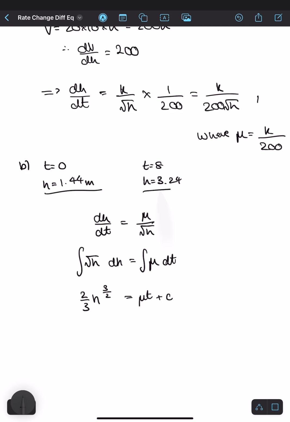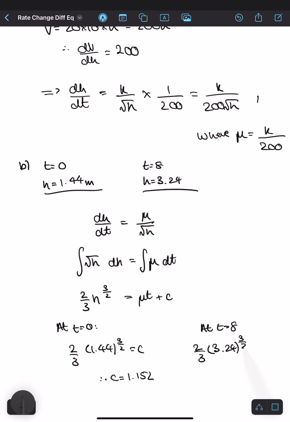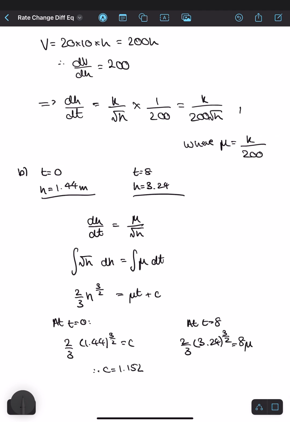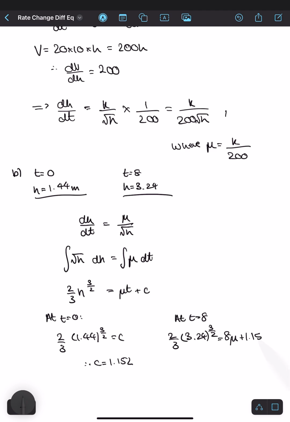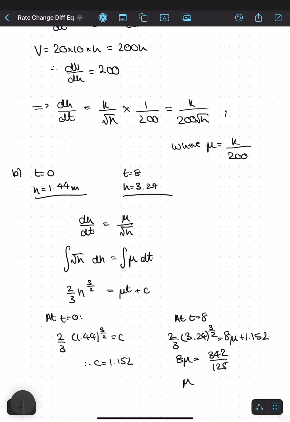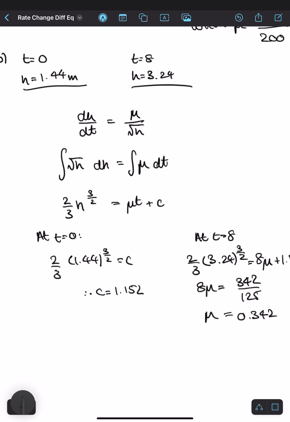So now I can just sub in this and this. So at t equals 0, I have 2/3 of 1.44 to the 3 over 2 equals c. So therefore, c is going to be equal to 1.152. And then at t equals 8, 2/3 of h, which is 3.24, to the 3 over 2 equals 8 mu plus 1.152. So 8 mu is going to be equal to 342 over 125. If I subtract this, then that means that mu is going to be equal to 0.342. So now I have my values, I can just sub in.